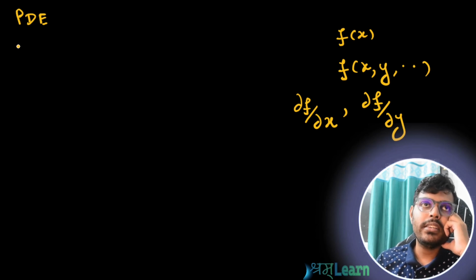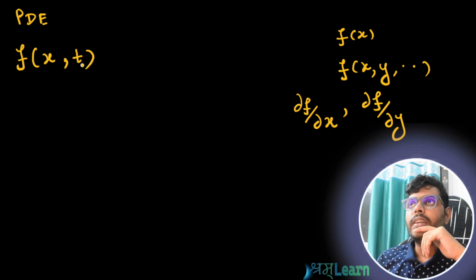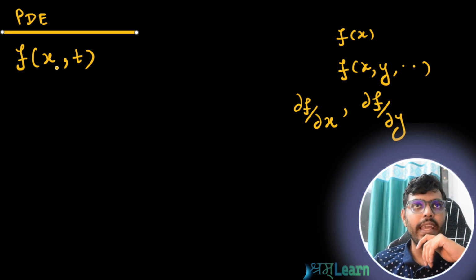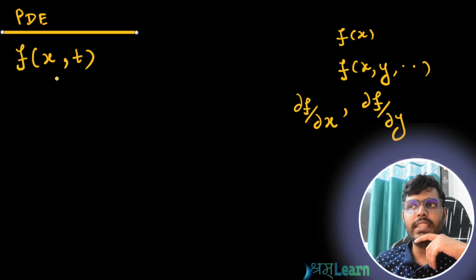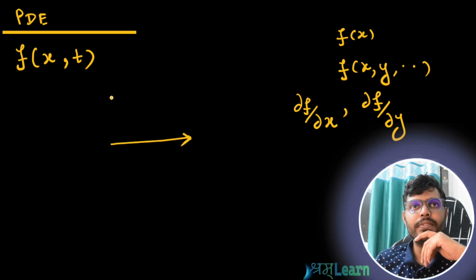So for example एक easy function लेते हैं which depends on x and t. t is time. So we have x and t, and what f is we will discuss. f evolves with respect to x and t. So x is, as usual, our position variable, and t is the time which passes by.